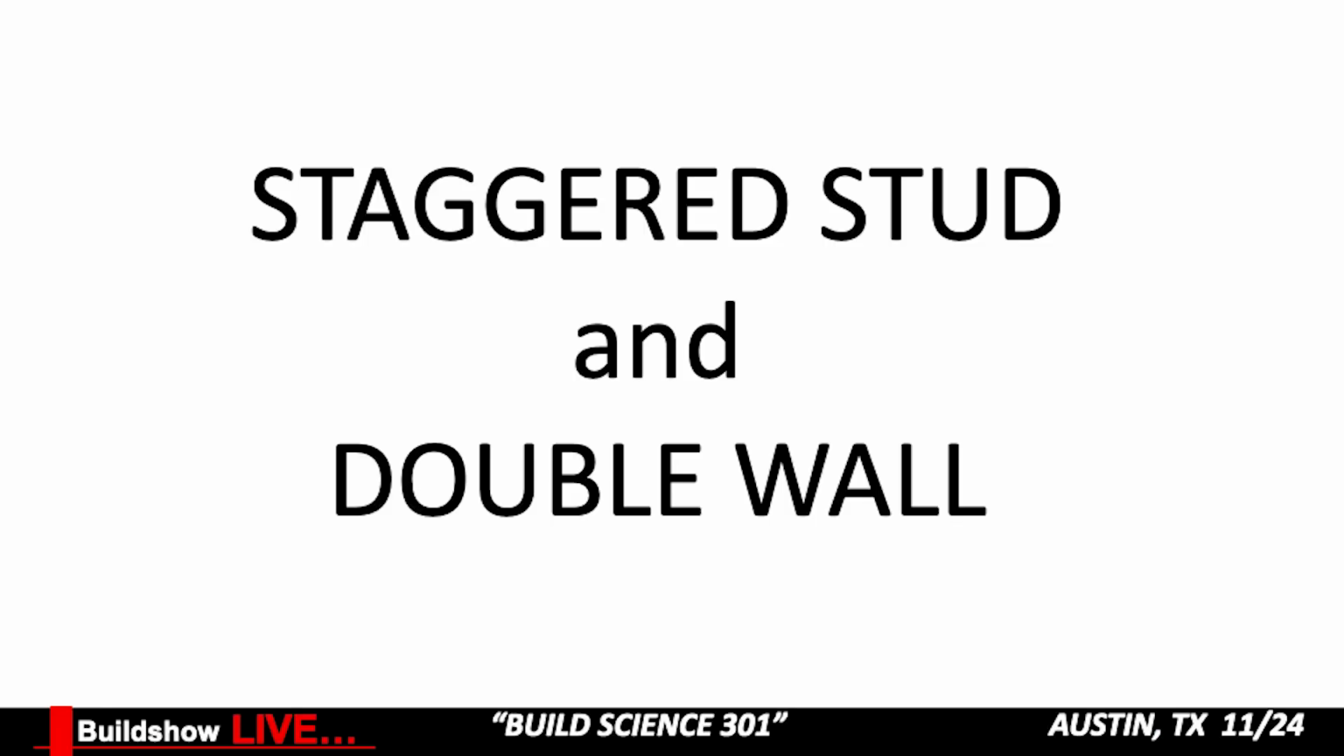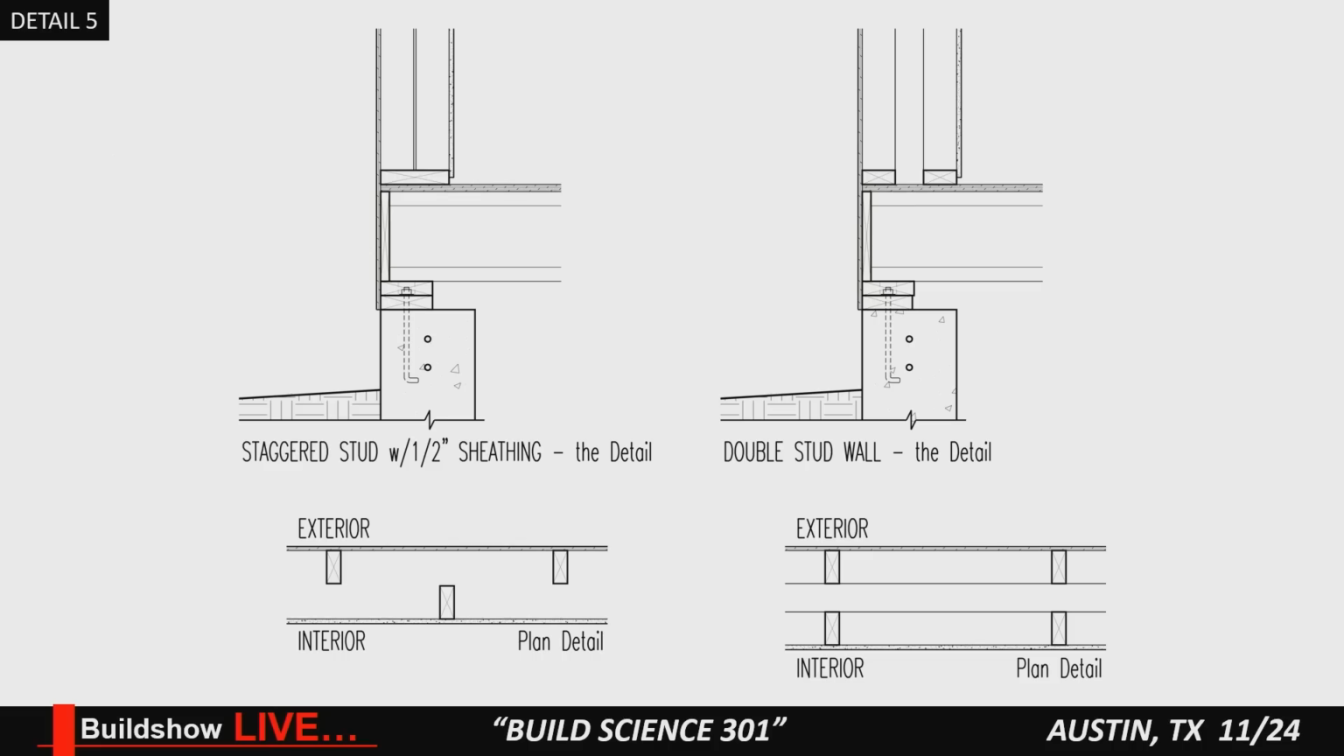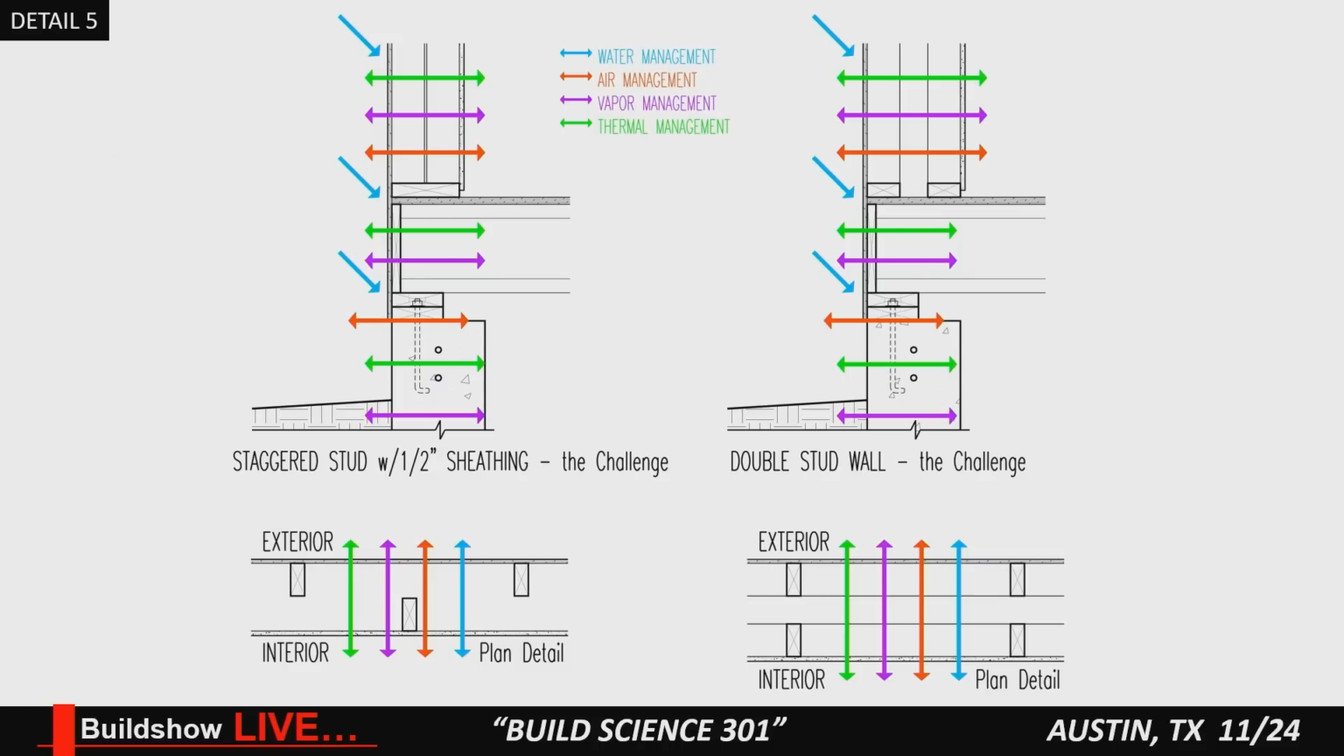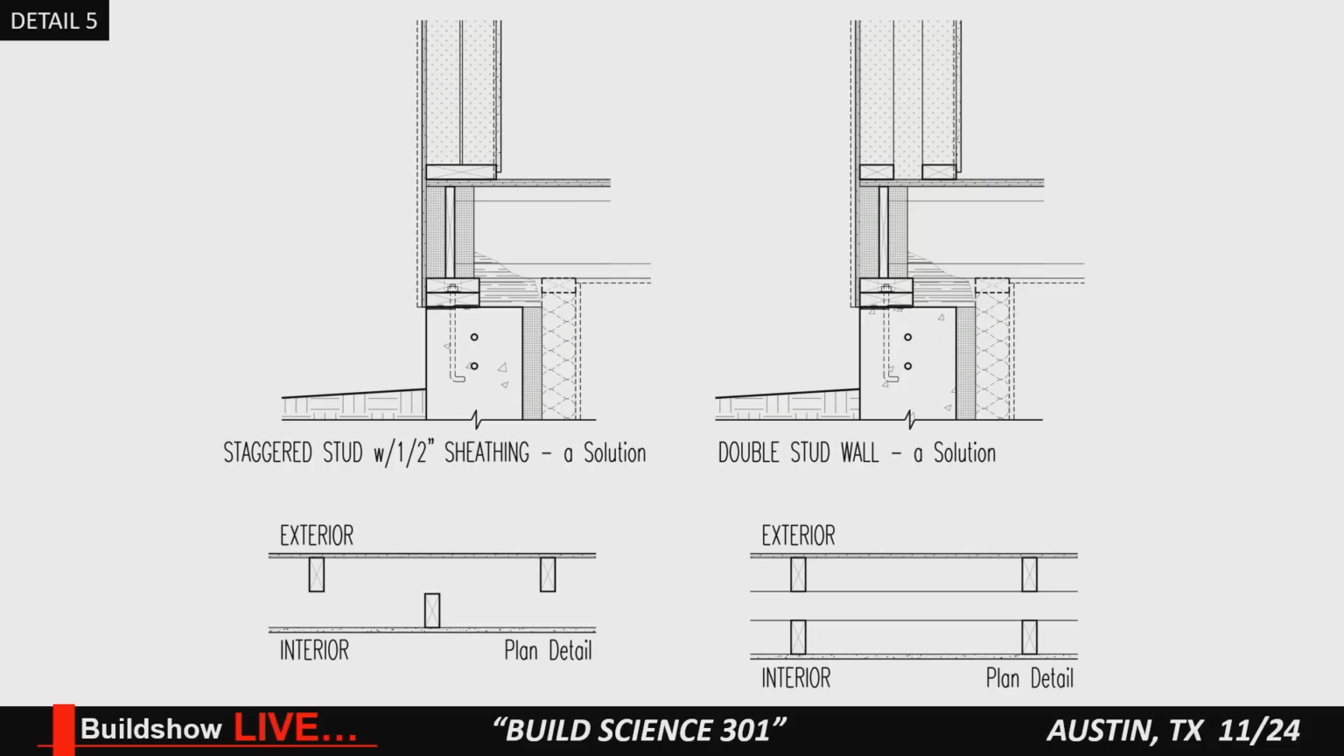Onward and upward. Staggered stud, double wall construction, right? Challenges, pretty much the same: water management, air management through the framing system. The only difference here is it's a staggered stud wall on a singular plate, or it's a double wall, 2 walls. Solution looks very, very similar.